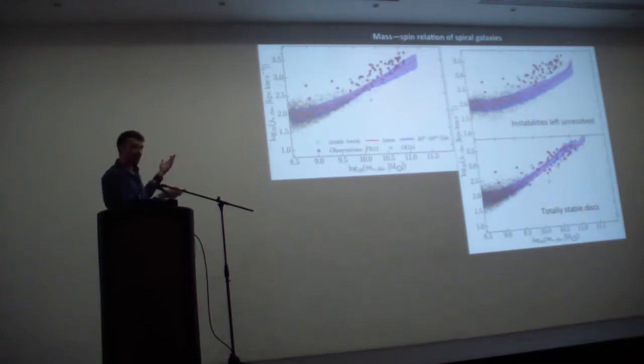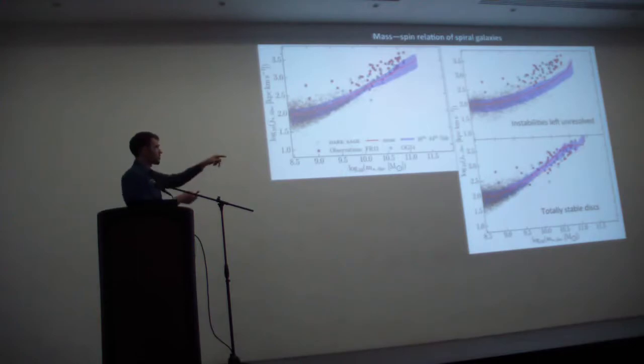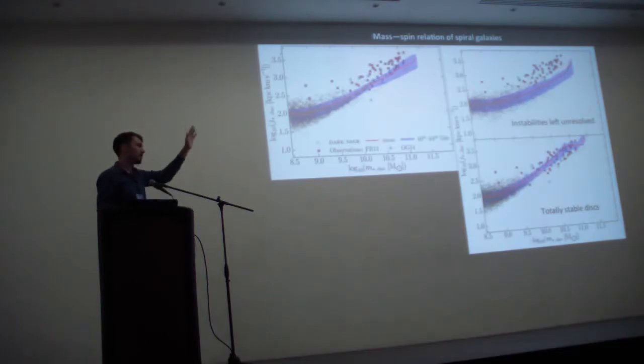Once you switch that ability off, you get this deficit now in the specific angular momentum of all these disks. And this physically makes sense, because if you do resolve disk instabilities, we'll take it from this direction. You're taking mass out of the disk and putting it into the bulge, which means the points shift to the left, and you're also preferentially getting rid of the low specific angular momentum material, which means the points also shift up.